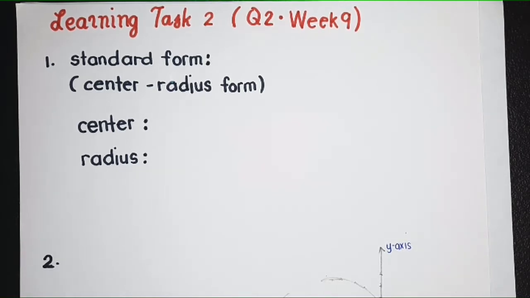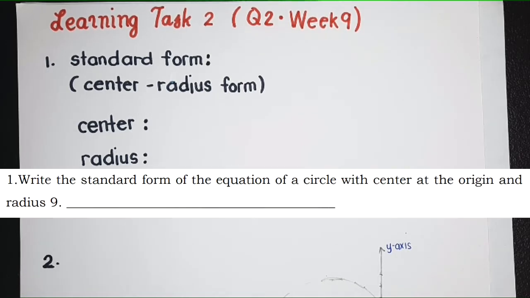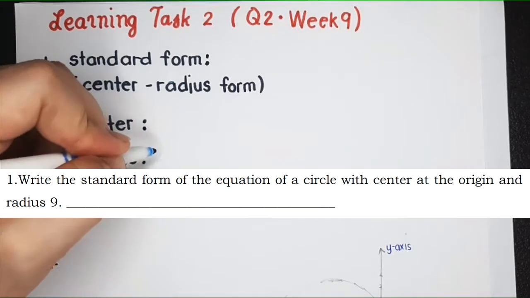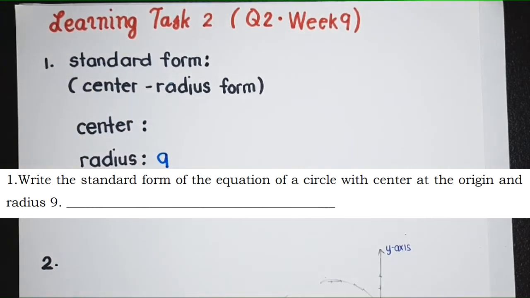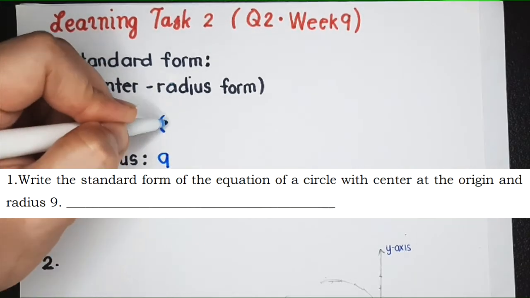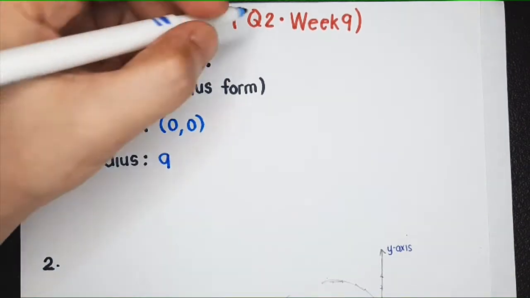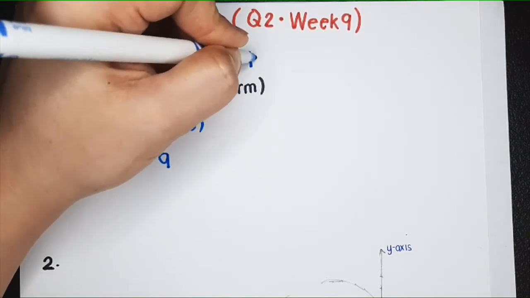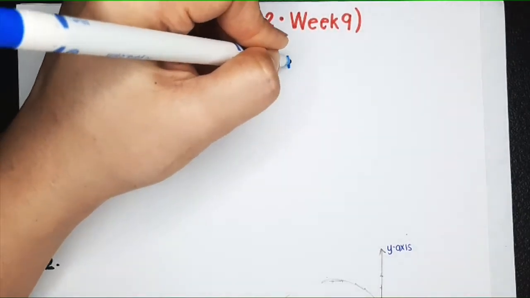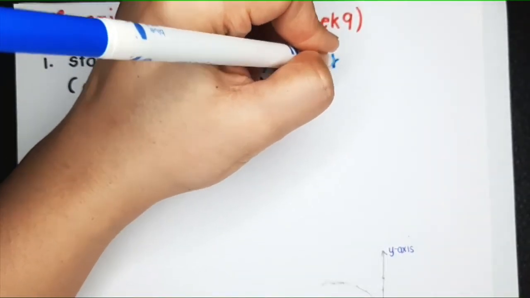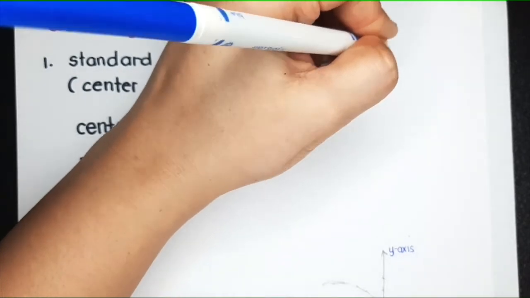For number 1, we're asked to write the standard form of the equation of a circle with center at the origin and radius 9. Let us write the given first. The radius is 9 and the center is at the origin. So what are the coordinates? The coordinates are 0, 0. What is the standard form? It is written in this way: (x minus h) squared plus (y minus k) squared equals r squared.